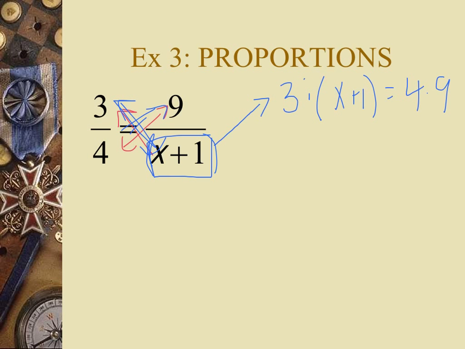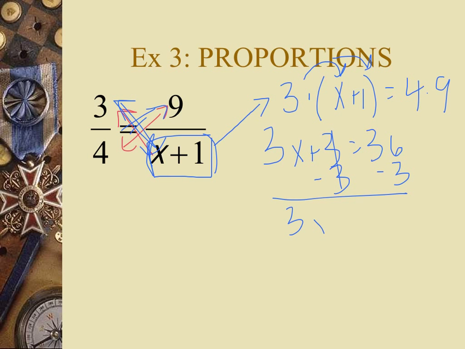So this needs to be multiplied using what property that begins with a D? The distributive property. So you get 3x plus 3 equals 36. So this is a 2-step equation. Subtract 3, divide by 3. So 3x equals 33, and x is 11. There's no unit there.